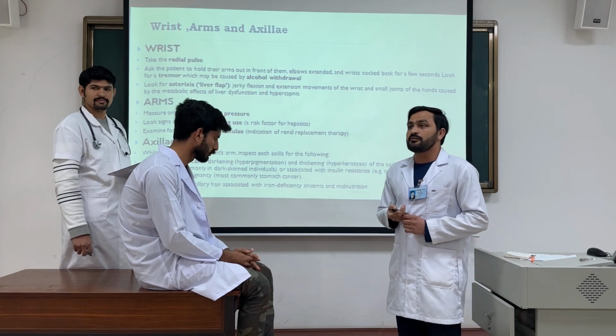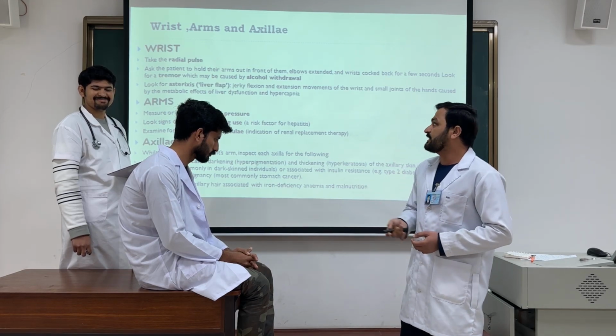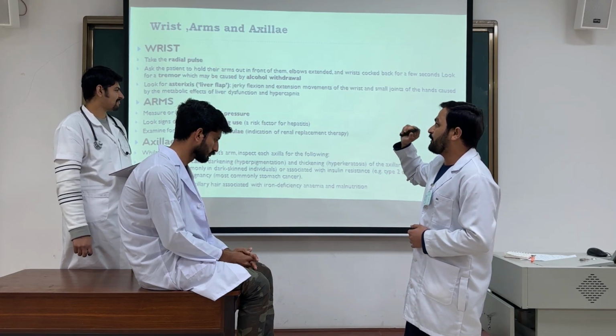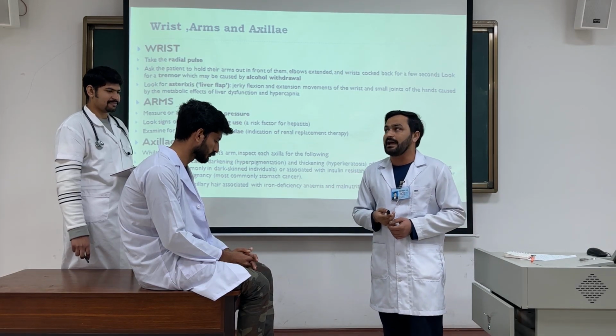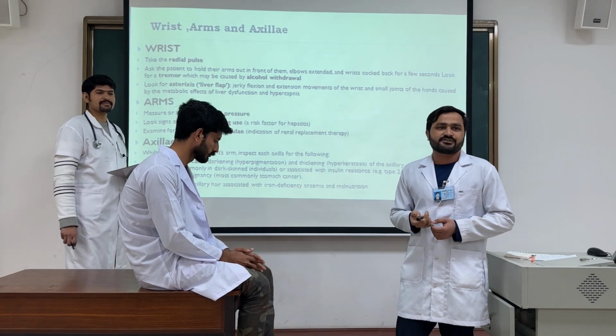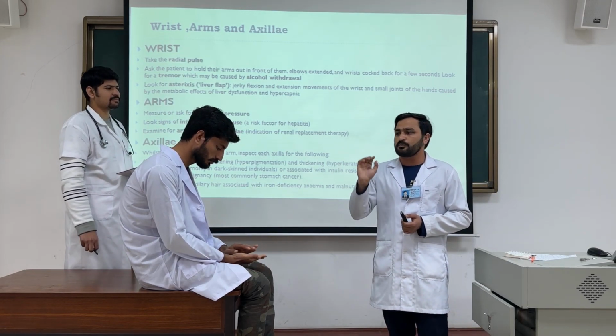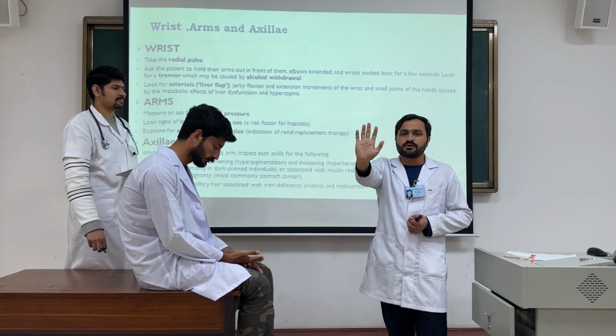On the wrist, what will you inspect? You will first observe the radial pulse. After the radial pulse, you will see the tremor and asterixis. What is asterixis? We will ask the patient to please hold the wrist like this.